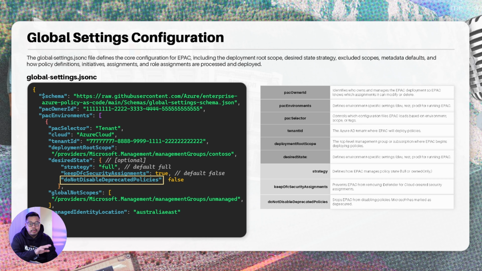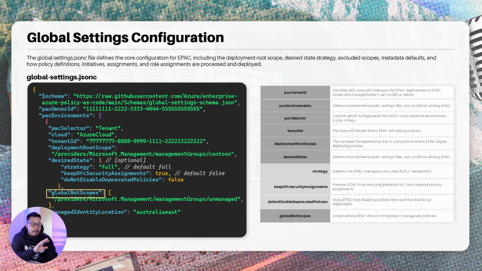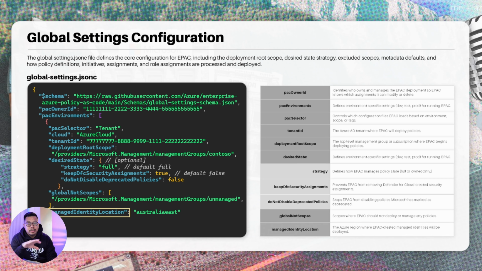And then the next attribute is global not scopes. And this is basically where you can provide an exemption to certain scopes. So in this example, I've got an unmanaged management group, which I've added to deployment not scopes, which means EPAC will add a not scope to the assignment, which means the policies will not apply at that scope level across all your EPAC code. Okay, and last is managed identity location. So this is the Azure region where EPAC will create a managed identity which it will use to remediate policies or deploy if not exists.